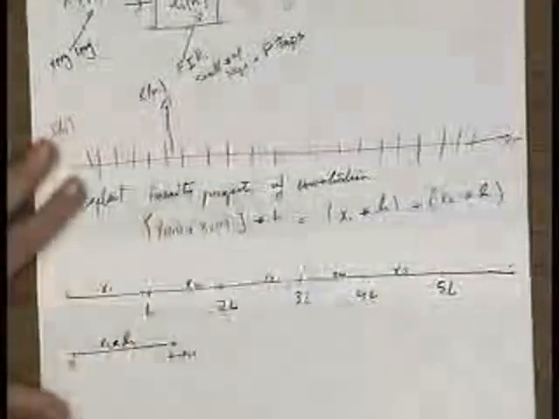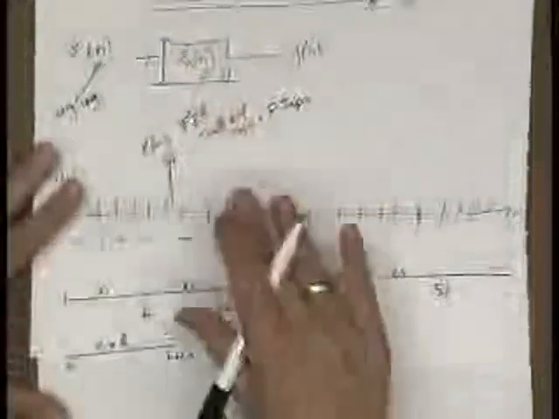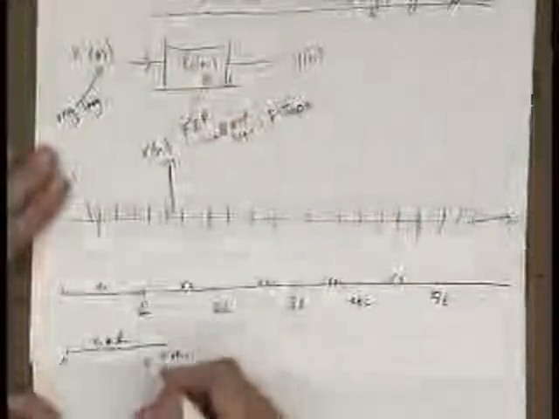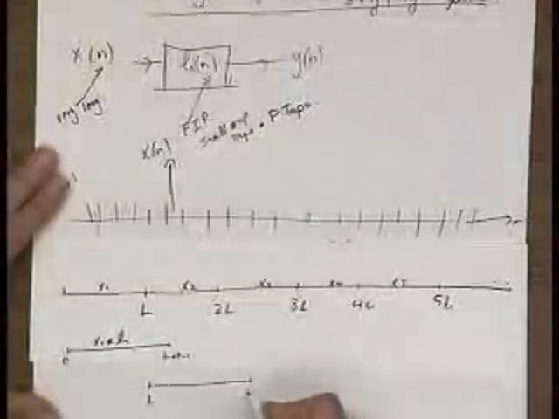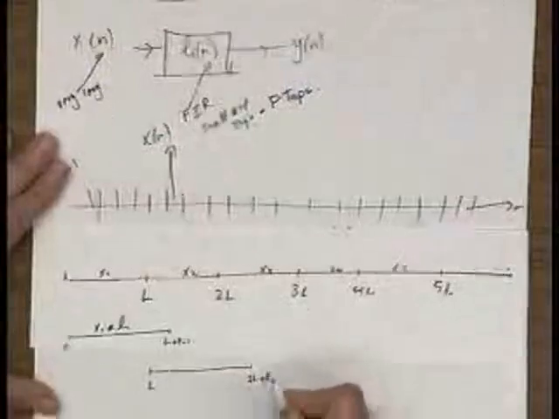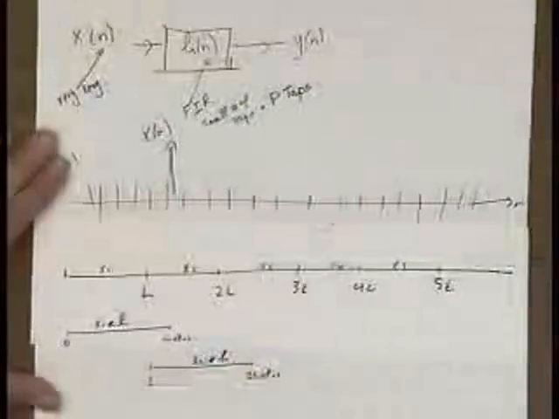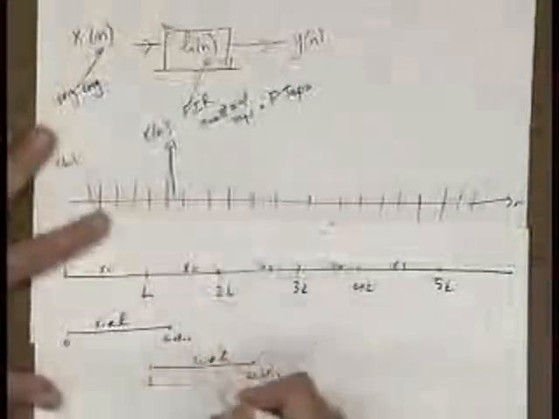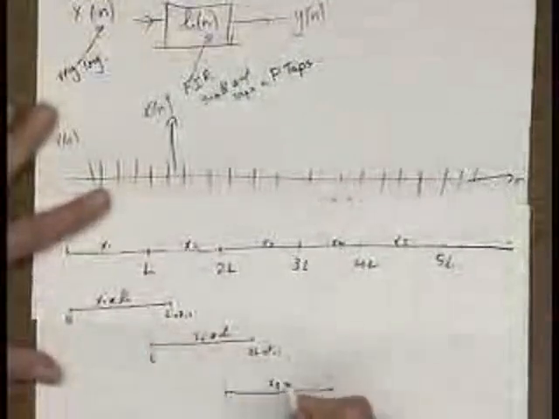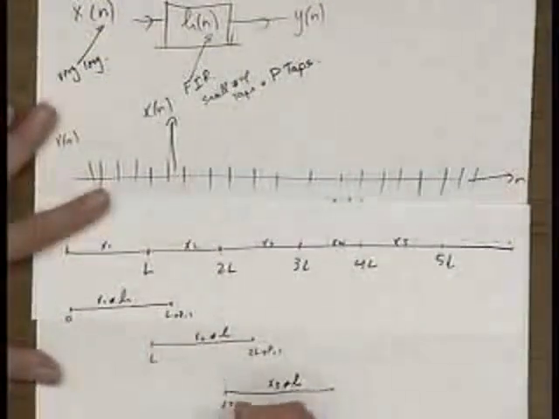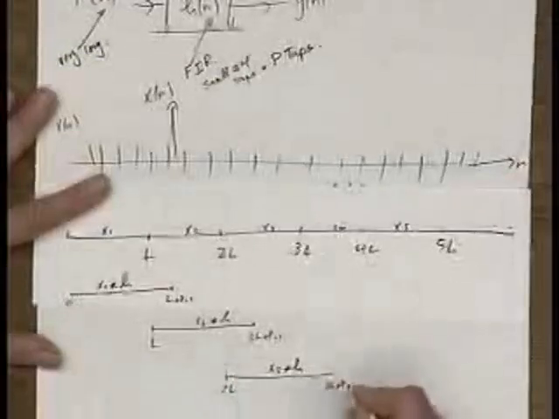And what happens if I convolve this second chunk with h? Then I get another L plus P minus 1 point, but what would be the indices of that L plus P minus 1? It starts from here, and it lasts all the way here. It starts from L, and it ends at 2L plus P minus 1. That's x2 convolved with h. And what happens if I convolve x3 with h? I get something like that. I get something that starts at 2L, and it ends at 3L plus P minus 1.